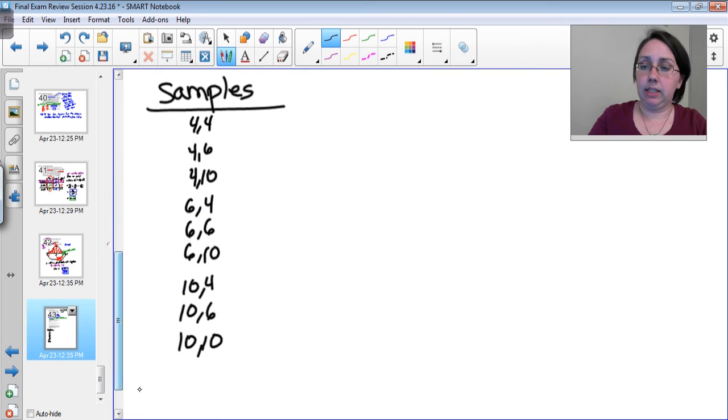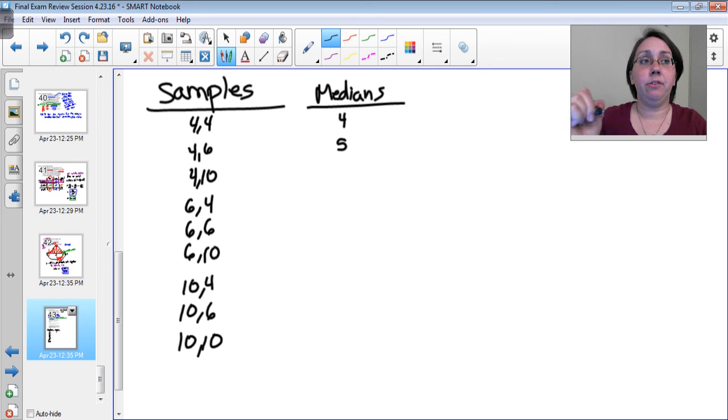Let's find our medians. So 4 and 4, what's the median? 4 and 6. So they're adding them together and dividing by 2, in case you're confused. 7, 5, 6, 8, 7, 8, and 10. Those are all the medians. We're still on part 1 here.